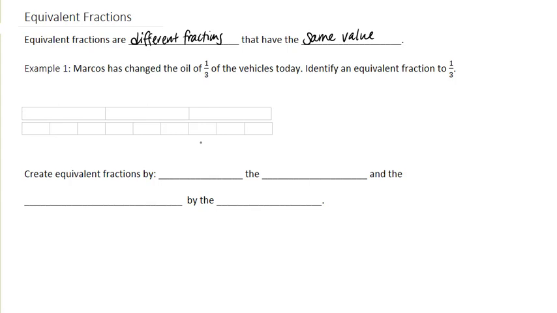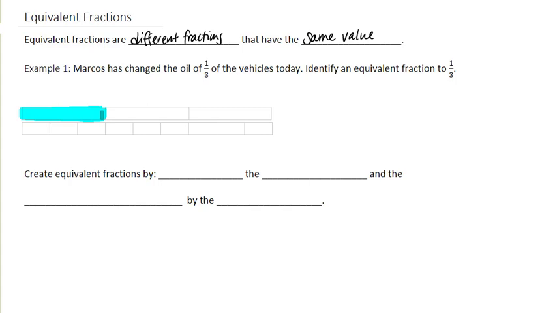So Marcos has changed the oil of 1/3 of the vehicles today. Identify an equivalent fraction to 1/3. So let's go ahead and kind of draw this out a little bit. We have these 3 different boxes right here on the top, and we're just going to draw one of the boxes in. So you can see that 1/3, or one of the 3, is shaded to show that Marcos has changed the oil of that many vehicles of the total.